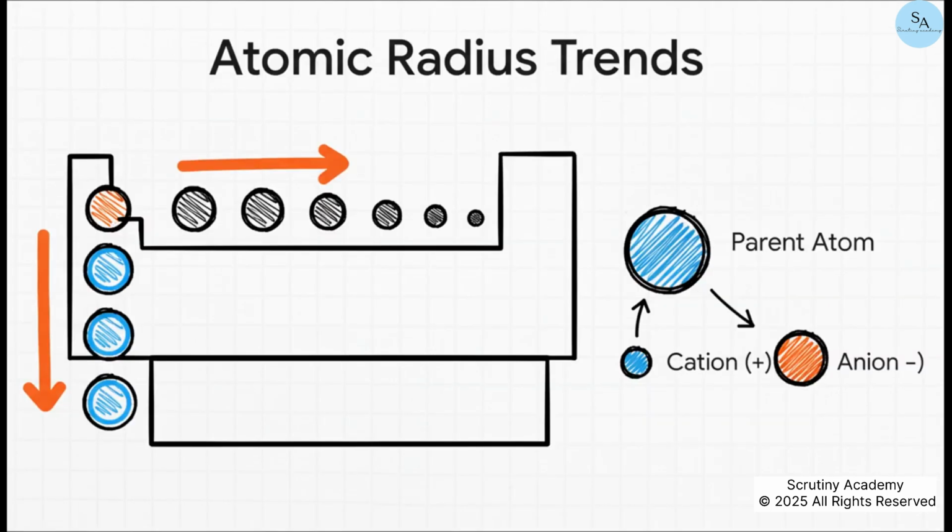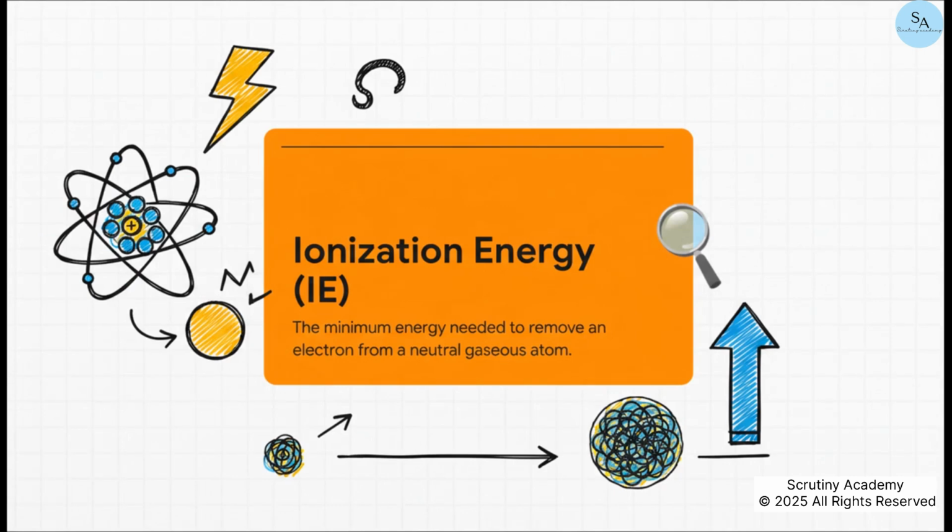Now, this might feel a little backwards, but as you move from left to right across a period, atoms actually get smaller. Why? Well, you're adding more and more protons to the nucleus, and that stronger positive charge pulls the electrons in tighter, shrinking the whole atom. But as you move down a group, the atoms get bigger because you're adding whole new layers or shells of electrons.